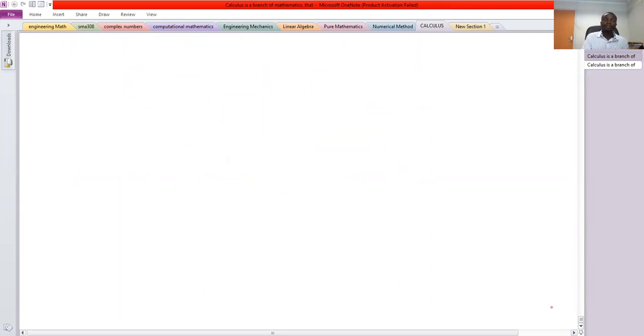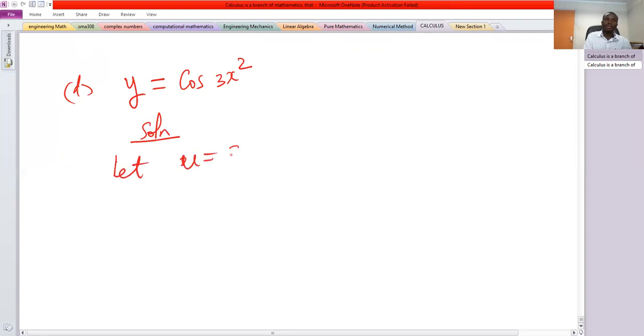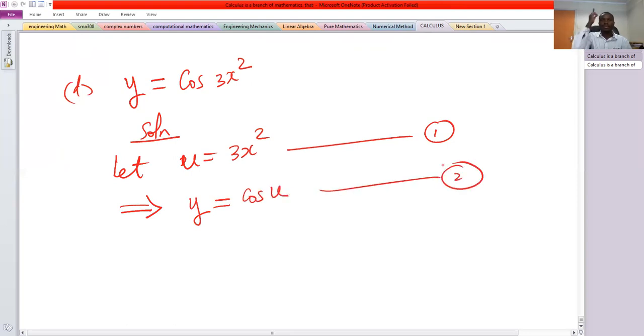And then D is y equals to cosine of 3x squared. So we start by fixing u to be 3x squared, call it 1. So this means we have y equals to cos of u. This is equation 2.